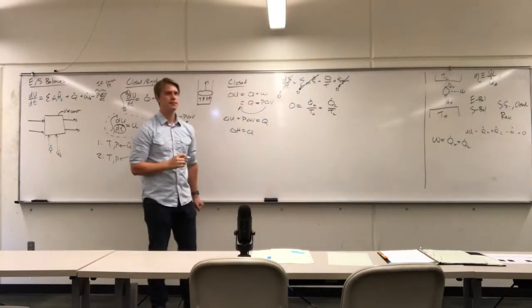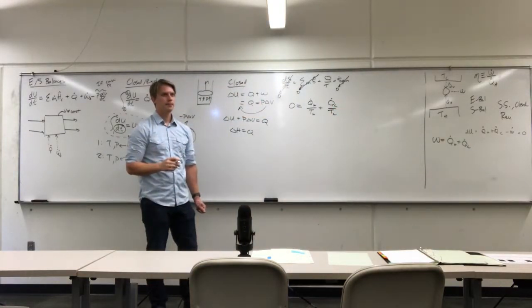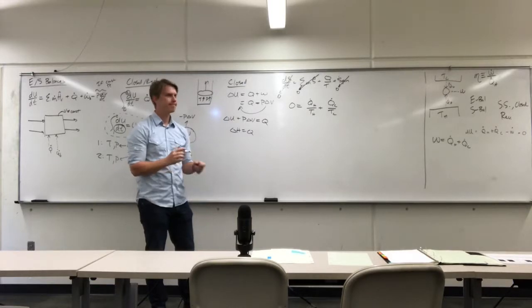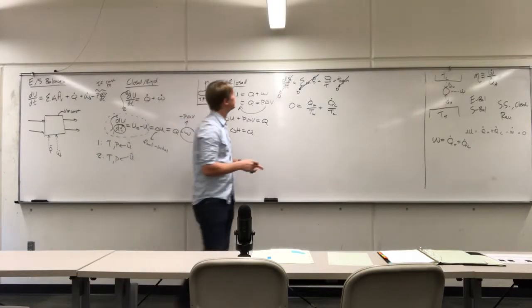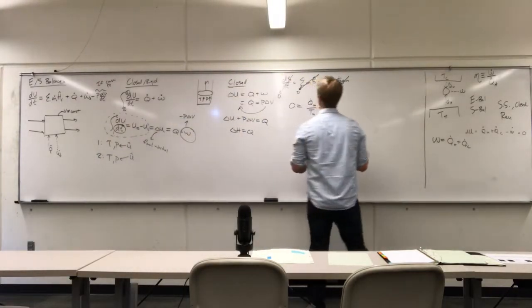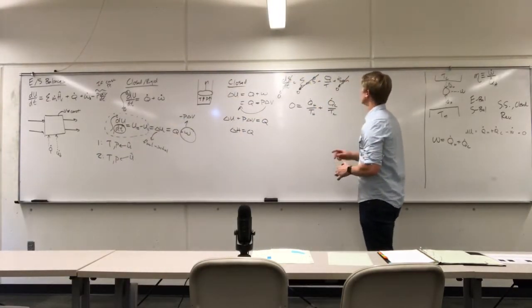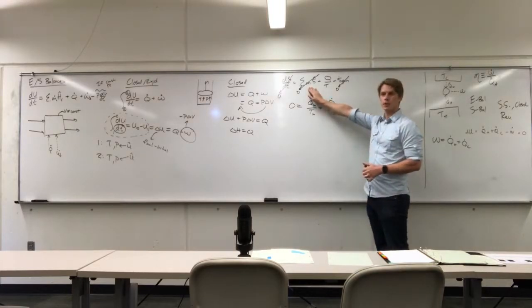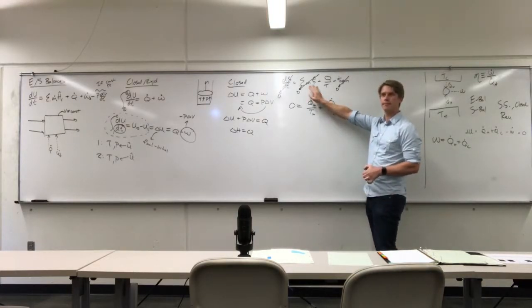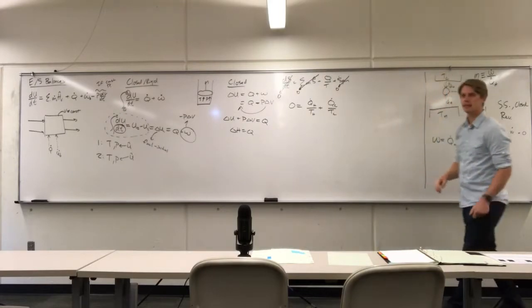You don't take the work into account, right? Nope. Why does that sigma go away? The summation of m times s? Oh, this one here? Because it's a closed system with no masses coming in. Correct.